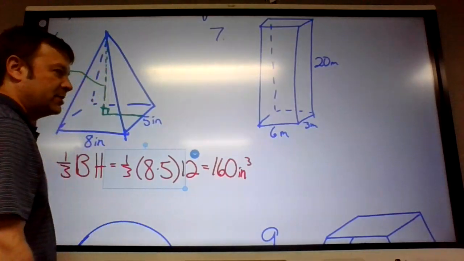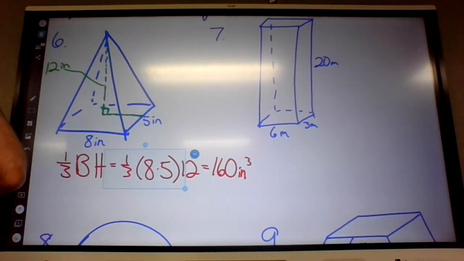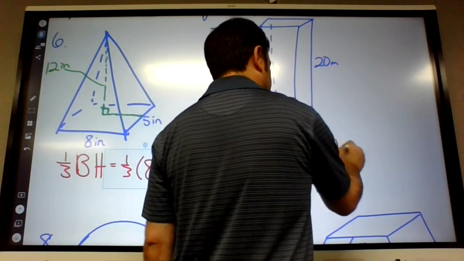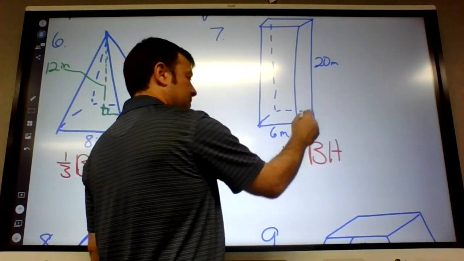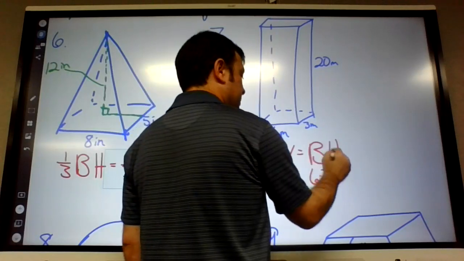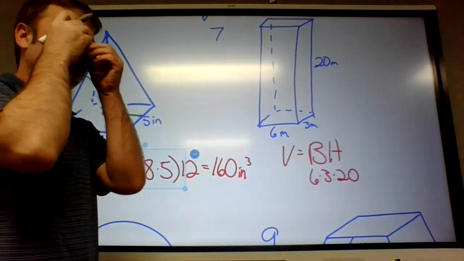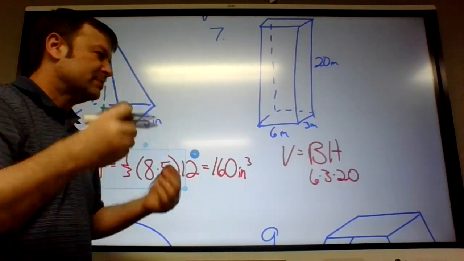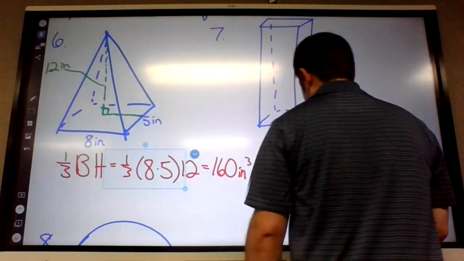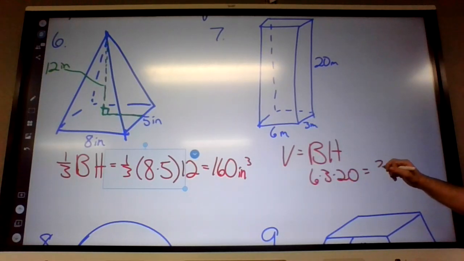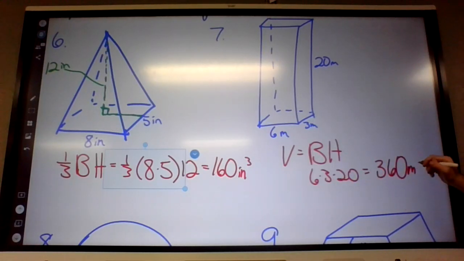7, probably the easiest question on the test. How do you find the volume of a rectangular prism? Base times height. And how do we find the base? 6 times 3. So it's just 6 times 3 times 20. Sometimes they call it for rectangular prism length times width times height. But you just multiply the 3 together. What do you get? Bippity boppity boo. Was it 360? Cubic meters.